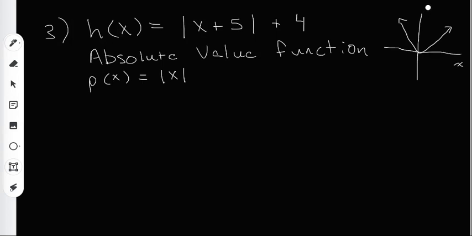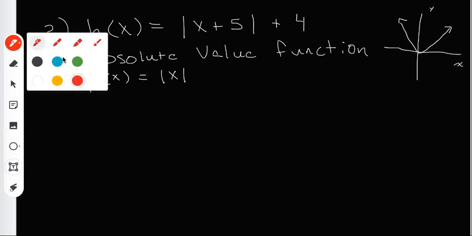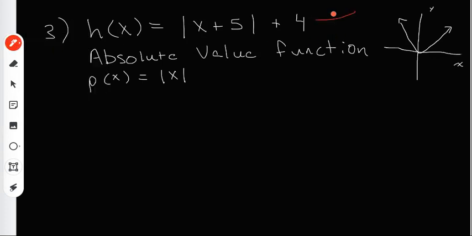This is the x-axis, this is the y-axis. So I get that V shape, and then h of x is going to tell me what the transformation is. So what's going on here? Well, on the outside, I've got plus 4. So I'm adding 4 on the outside. That means I'm going up by 4.